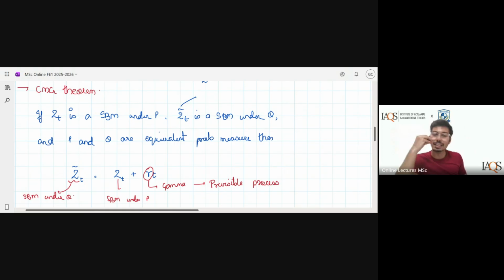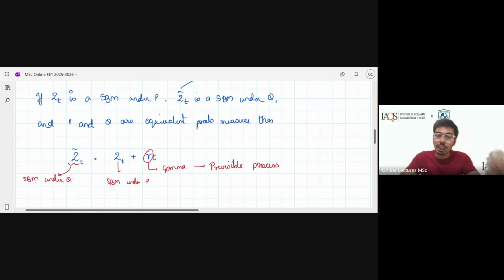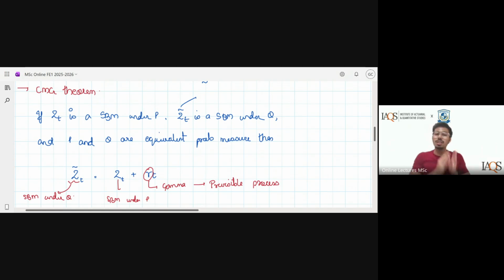So if ZT is a standard Brownian motion under real world probability P, Z tilde T is a standard Brownian motion under risk neutral probability Q, and if P and Q are equivalent probability measures, that means the event is probable, it has a non-zero probability of occurring under both P and Q, then you can write this relationship to hold true, wherein SBM under Q is equal to SBM under P plus gamma, wherein gamma is nothing but any constant under a previsible process. The value of gamma will be known to you one time step in advance into the time period T. That is what the CMG theorem is. If this is true, then this relationship holds true.